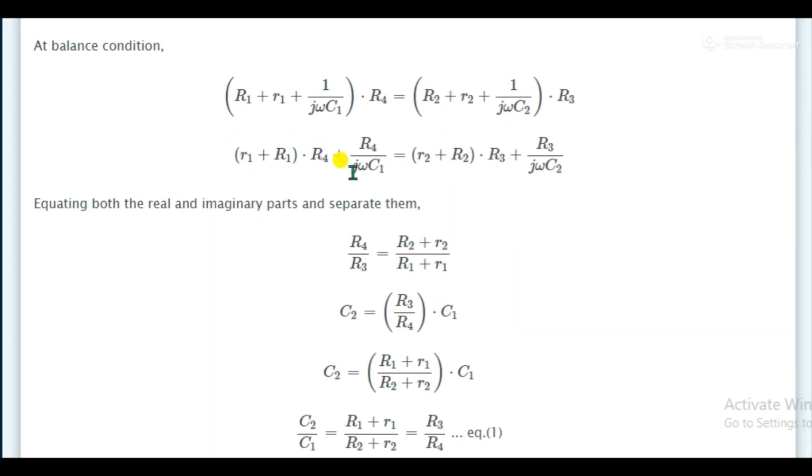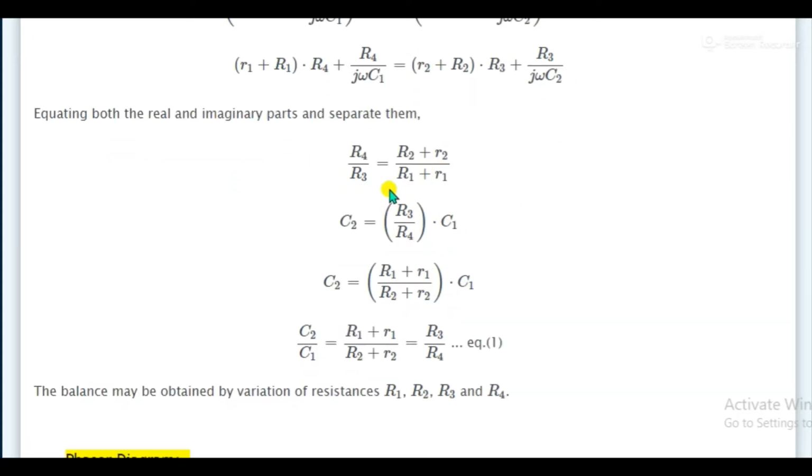And this j is the iota, the imaginary part. They have represented it by j; we could have opted for i, so this is our own choice. So equating the imaginary parts, we separate them and solve, and this is the equation we find. Then, putting these values, we can find C2 equal to this, and we can also write it like this simply by putting this equation here.